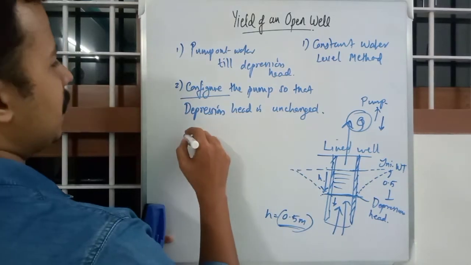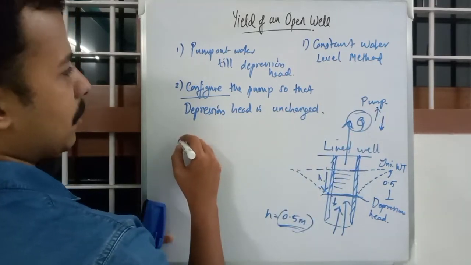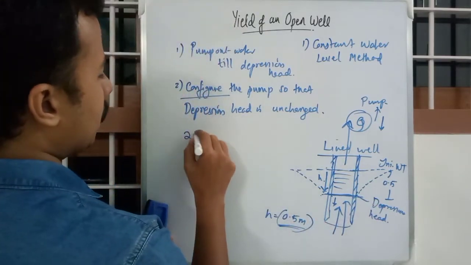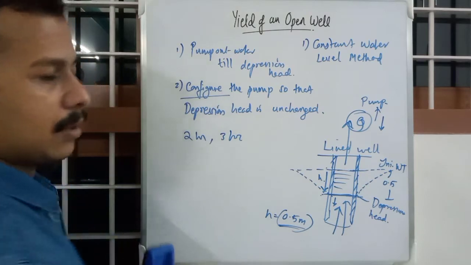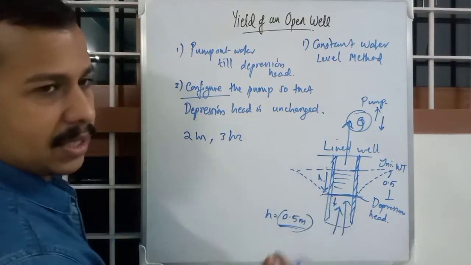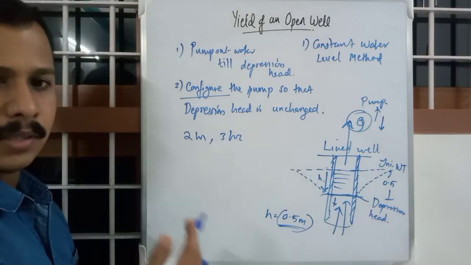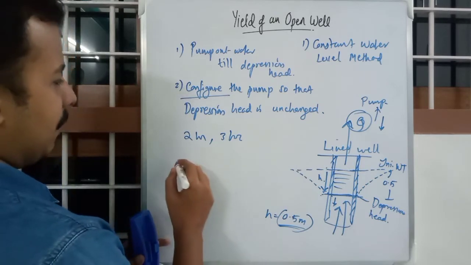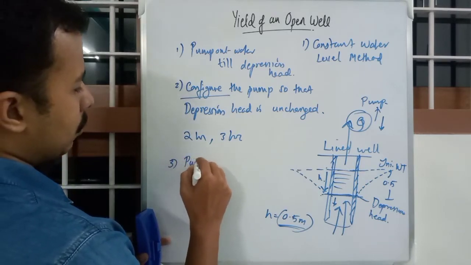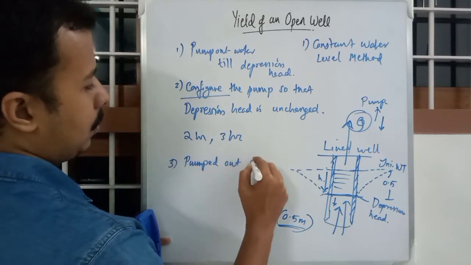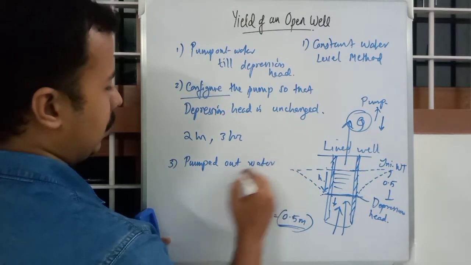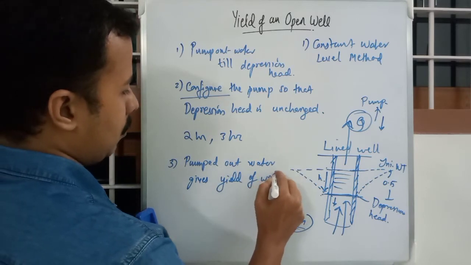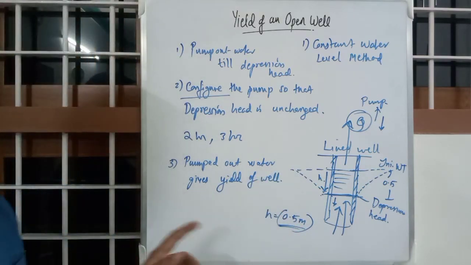We will measure this pumping out quantity. Once the depression head is attained, from that time, for a 2 hour or 3 hour duration of the experiment, we vary this discharge and the depression head stays at the same height. After this, the pumped out water gives the yield of the well. It's very simple.